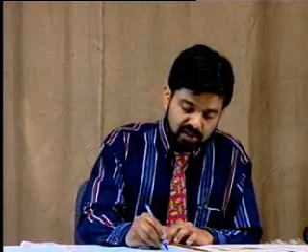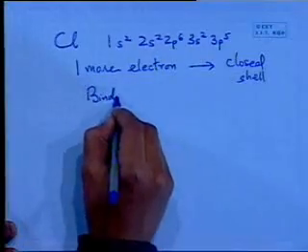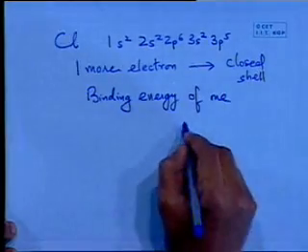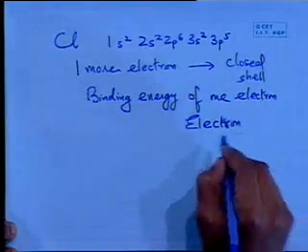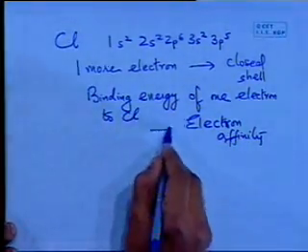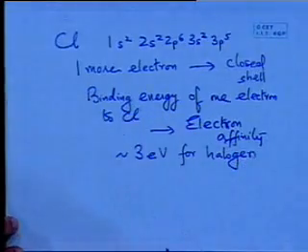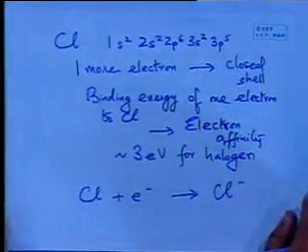But this costs energy. We refer to the energy by which the electron attached to the chlorine is bound, the binding energy of one electron, as the electron affinity. We call that electron affinity. Okay? And this turns out to be approximately 3 electron volts for the halogen group. And so now this chlorine acquires an electron and becomes a chlorine ion. As we see, it costs energy to create these ions. So why would they want to do that?